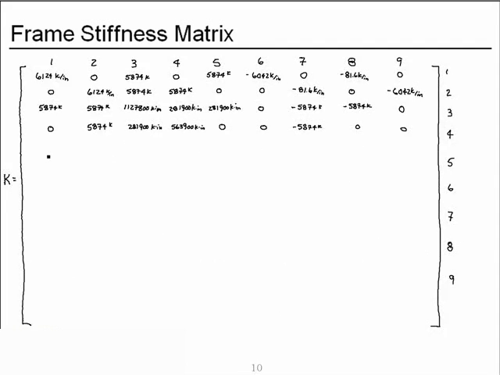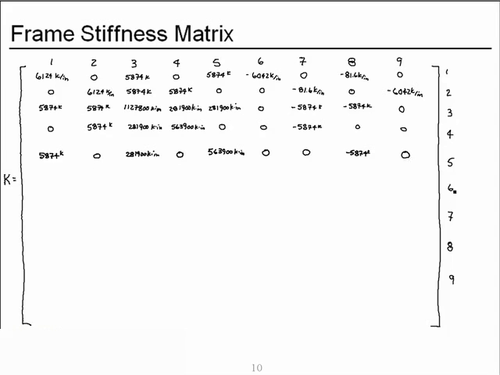So for row 5, we start with 5874 kips, then 0, and 281900 kip inches, 0, 563900 kip inches, 0, 0, minus 5874 kips, and 0.